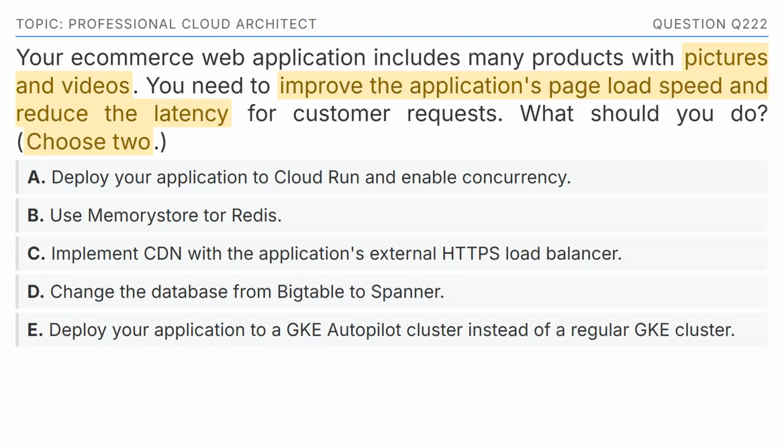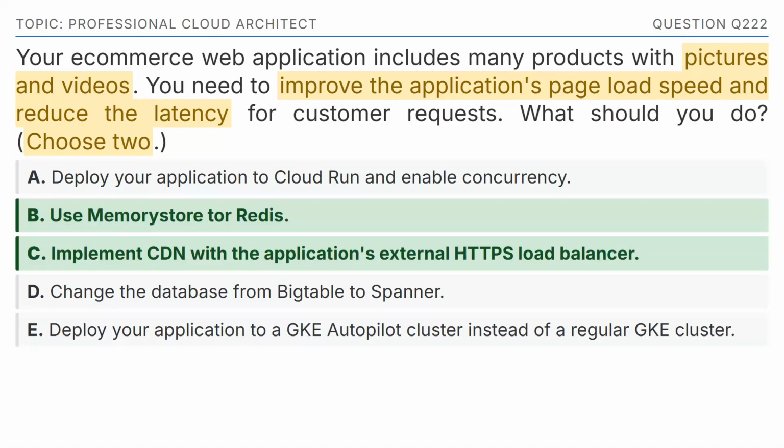To arrive at the correct answer, we focus on the keywords: pictures and videos, improve the application's page load speed and reduce the latency. Choose 2. The correct answers are option B, use Memorystore for Redis, and option C, implement CDN with the application's external HTTPS load balancer.